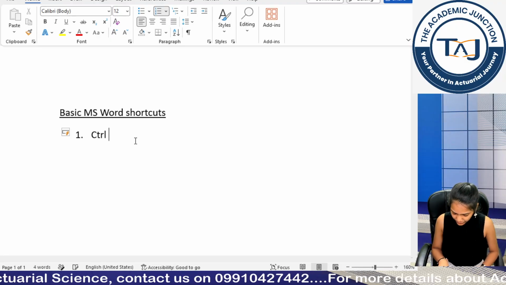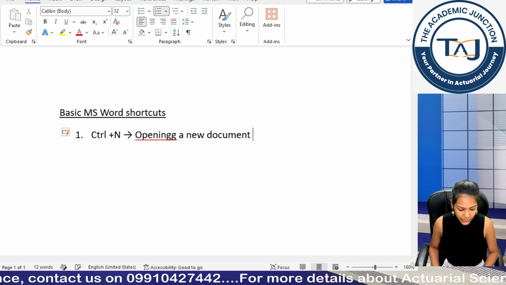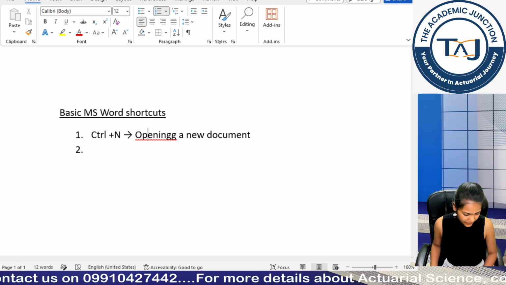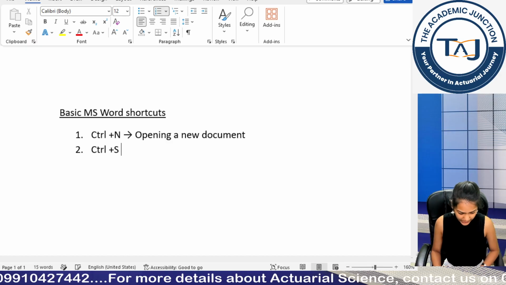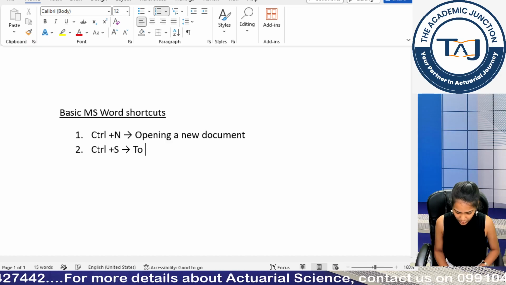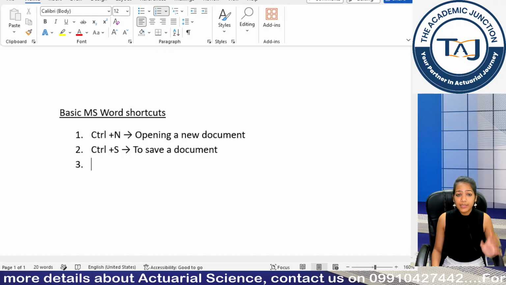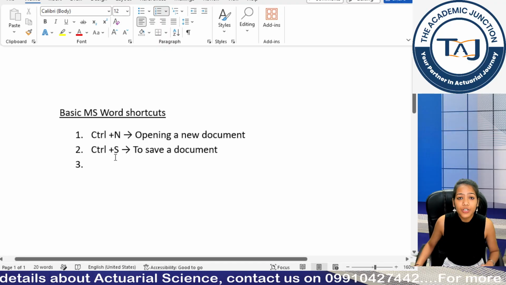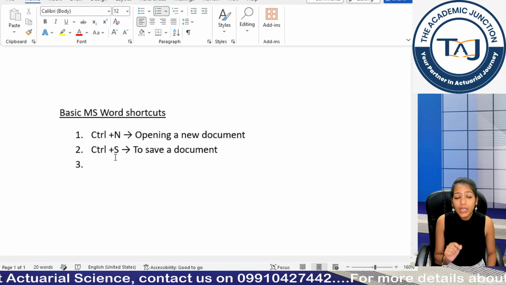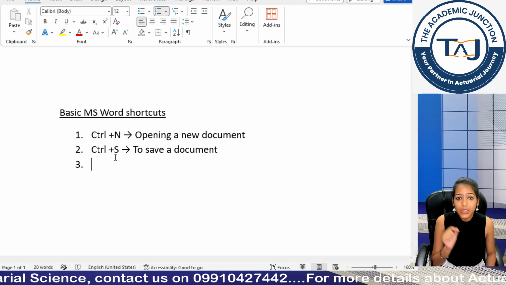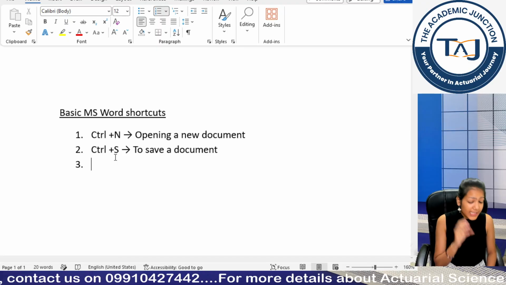So it's Control plus N, opening a new document. Then we have Control plus S to save a document. Now please note that both the institutes restrict the use of the auto save functionality in your Word or Excel. So it's very important that you continuously hit Control plus S in your exam, every 3 or 20 minutes or whatever the timing, to save your document.